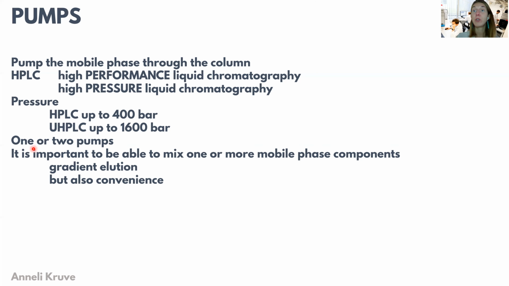We can have 1 or 2 pumps depending on the instrumentation that we have, and we can mix mobile phases. So in case of 1 pump, we usually use mixing before the pump, and we can mix 2 to 4 different mobile phase components. In case of 2 pumps, we pump 2 components separately and we mix them after the pump.